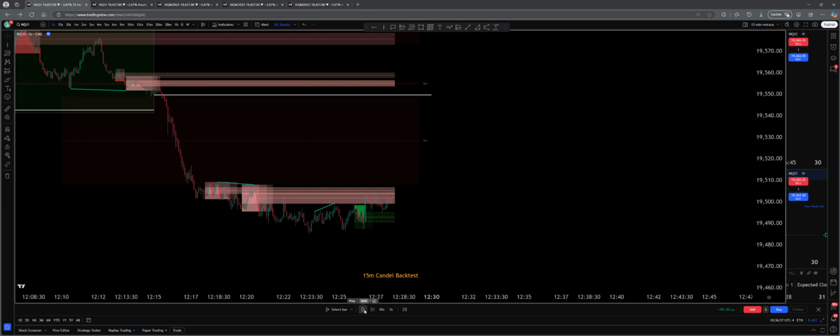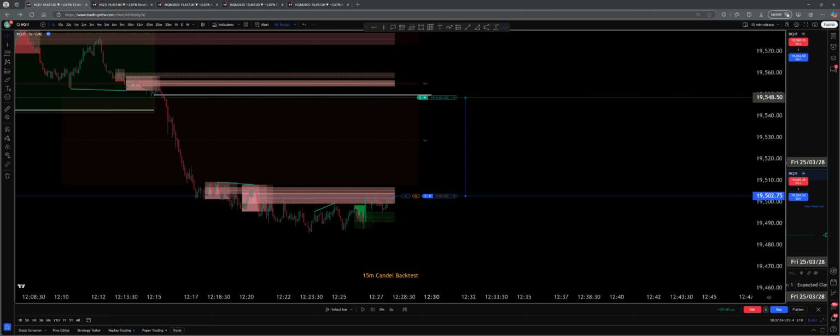Okay, let's see. There's our break of structure. I would have probably got in right there. Since TradingView is kind of acting up, I'm not going to back it up. I'm just going to take the buy, PT, stop loss. And we only have till 12:30, so keep that in mind. I might have to close it early.